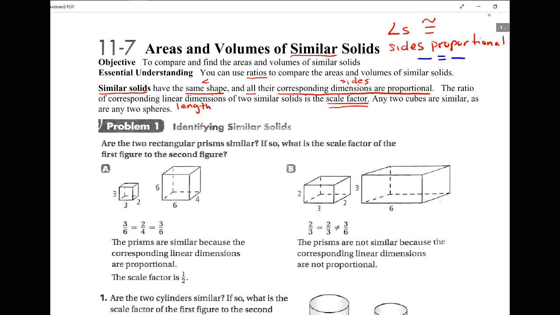Now, some important things to remember here. Any two cubes are similar, just like any two spheres are similar. We've talked about circles. All circles are similar, and their radii are going to give you the scale factor. Cubes are going to be the same way. We've discussed this with equilateral triangles as well. Let's look at our first problem here.